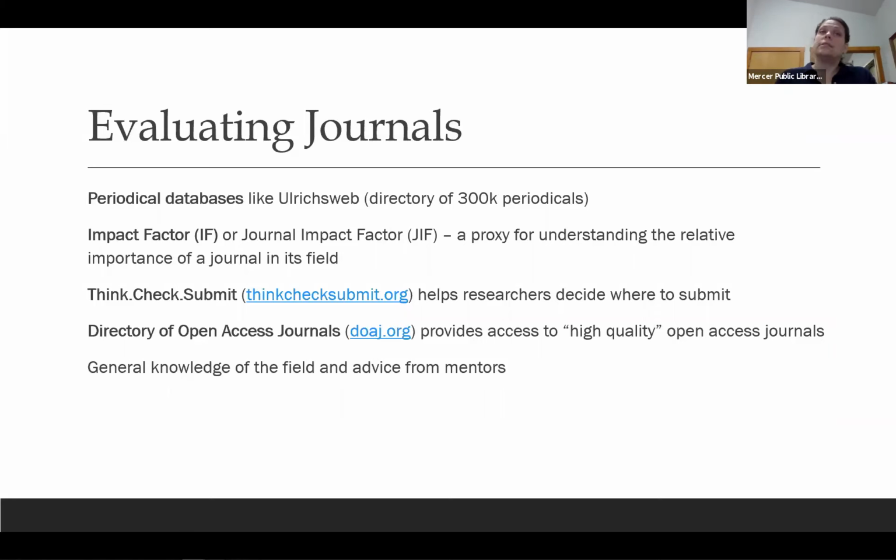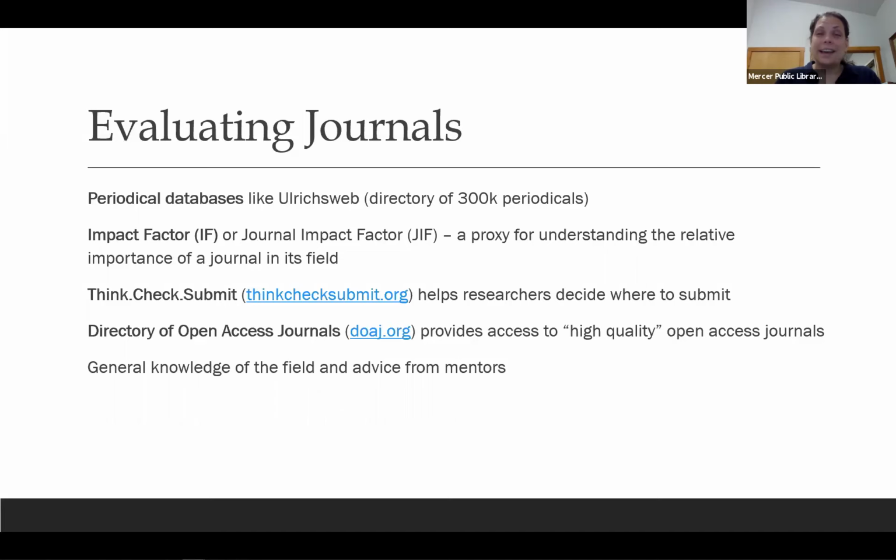So there are periodical databases like Ulrich's Web, which gives you information about periodicals, how long they've been publishing, who publishes them, what types of information they offer, those sorts of things. An important measure in the academic world, and probably I would say people consider it more important than it actually should be, but it's something that's talked about a lot, is the impact factor, or a journal impact factor.